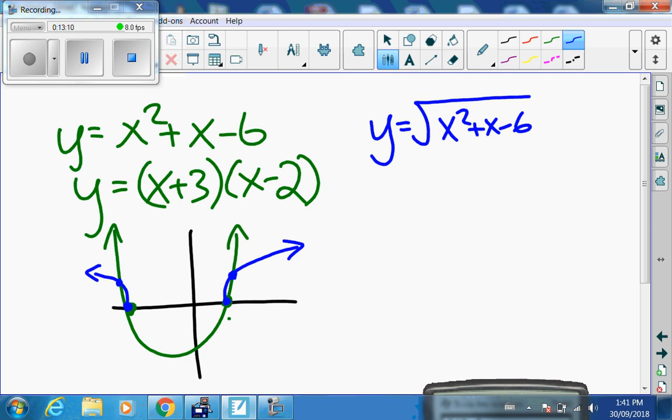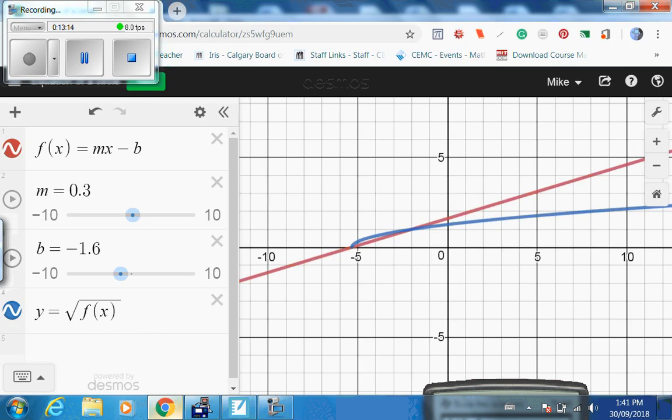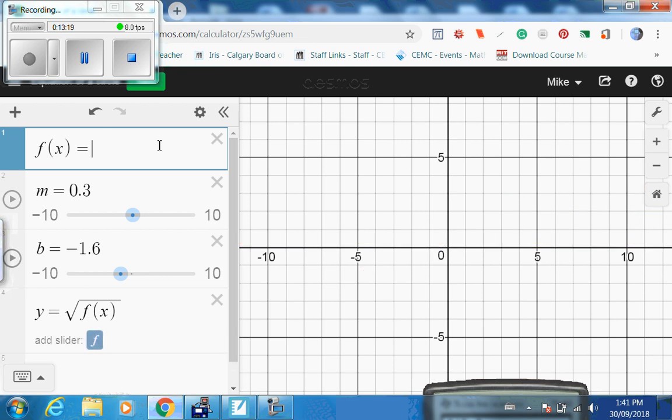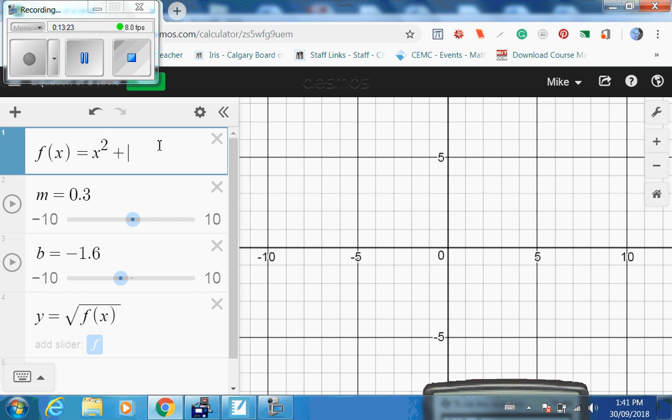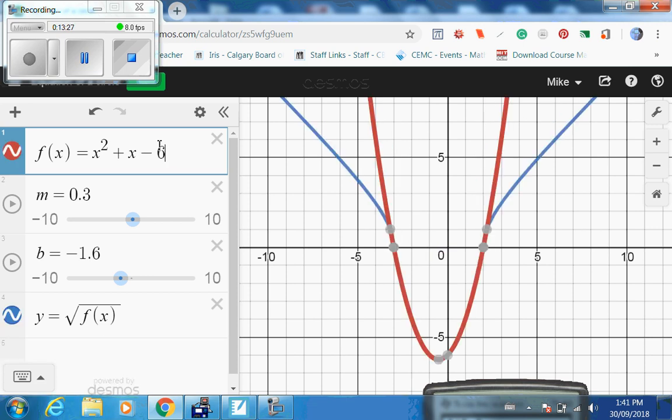So, that's what the two graphs would look like. Again, while we've got it here in Desmos, let's just pop this in. So it's going to be x squared plus x minus 6. And again, that's what it looks like. You can see these two invariant points here.